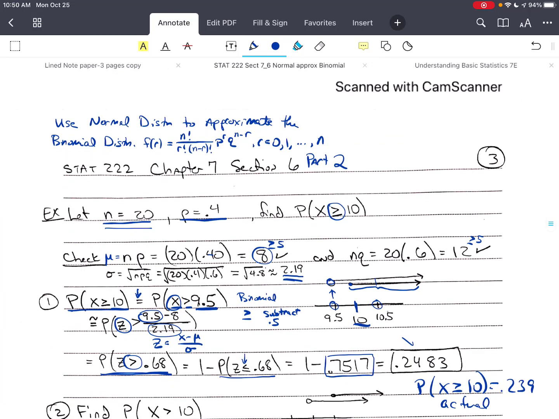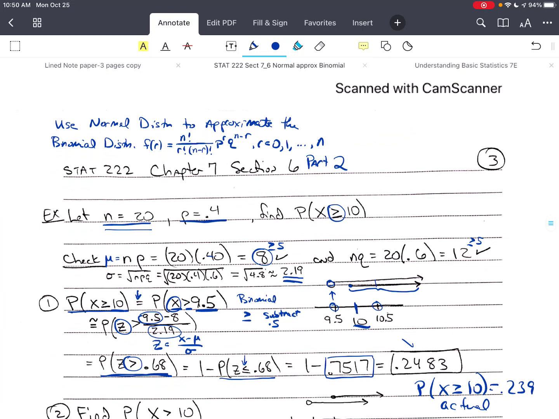0.2483. And if we go to the binomial table and add up all the probabilities for x's 10, 11, 12, all the way up through 20, we get 0.239. And so the approximation is a pretty good approximation here.